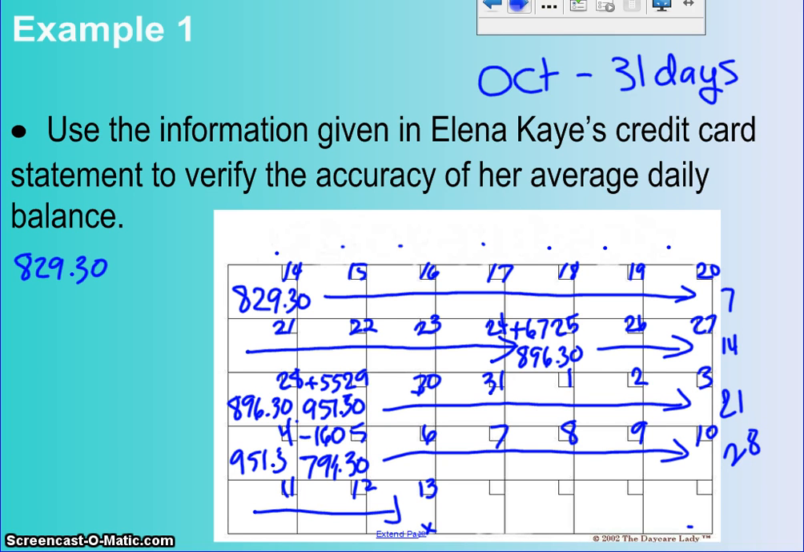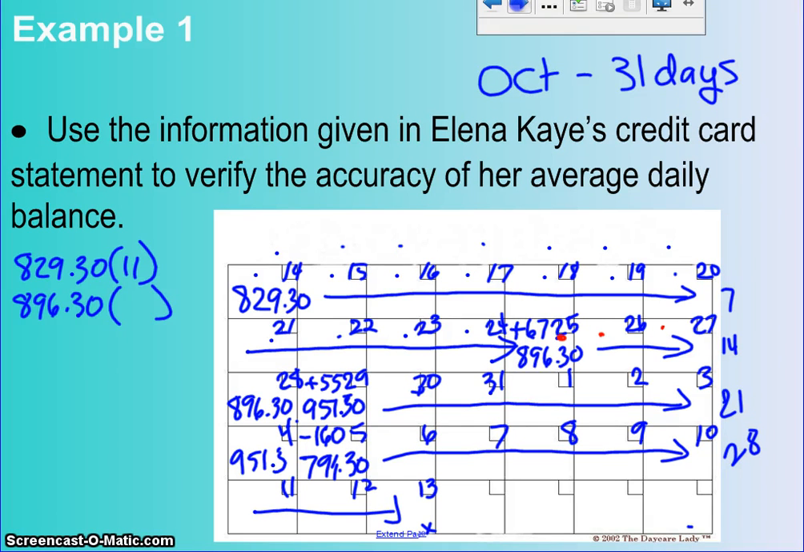And it was for 1, 2, 3, 4, 5, 6, 7, 8, 9, 10, 11 days. It had a balance of $829.30. Then a purchase was made and it changed to $896.30.